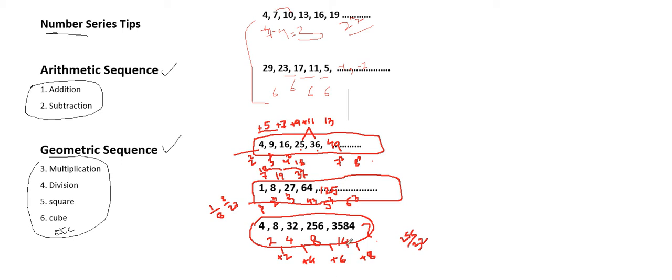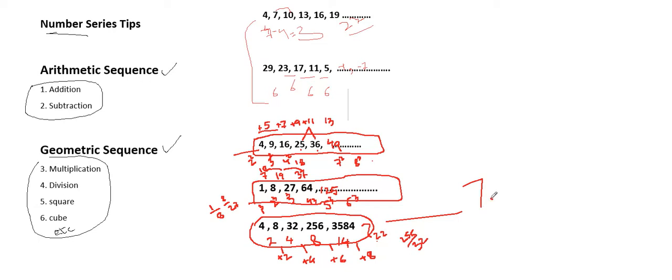So we will add 8 to 14 to get 22, and then multiply 3584 by 22 to get the next number. So let me do it using a calculator. 3584 times 22 is equal to 78848.